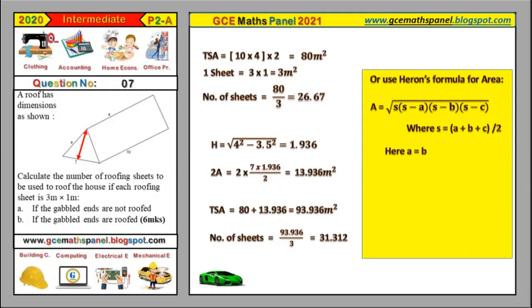So using this formula, A is equal to B, which is 4, and S will be equal to 7.5. When you put in the formula and calculate, we have A to be equal to 3.39 for one face, and for two faces, that's 3.39 times 2 gives us 6.78. And we observe that there is just a slight difference.